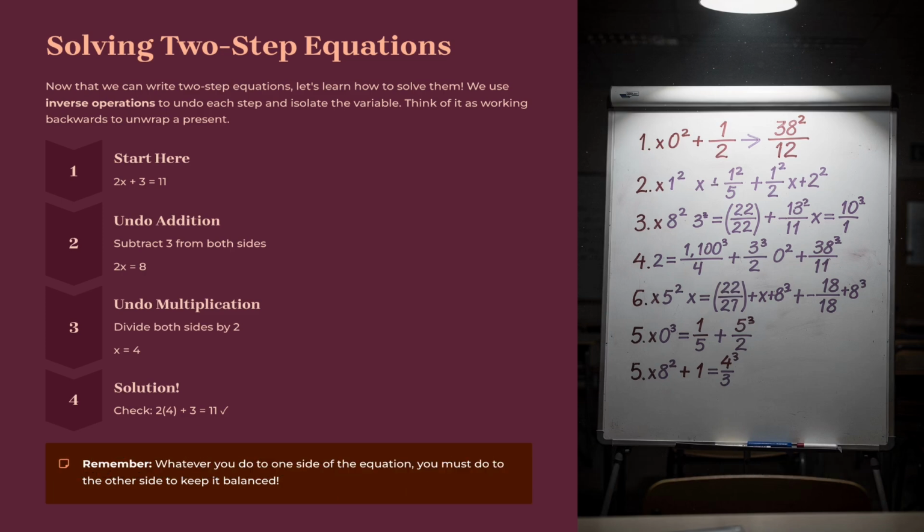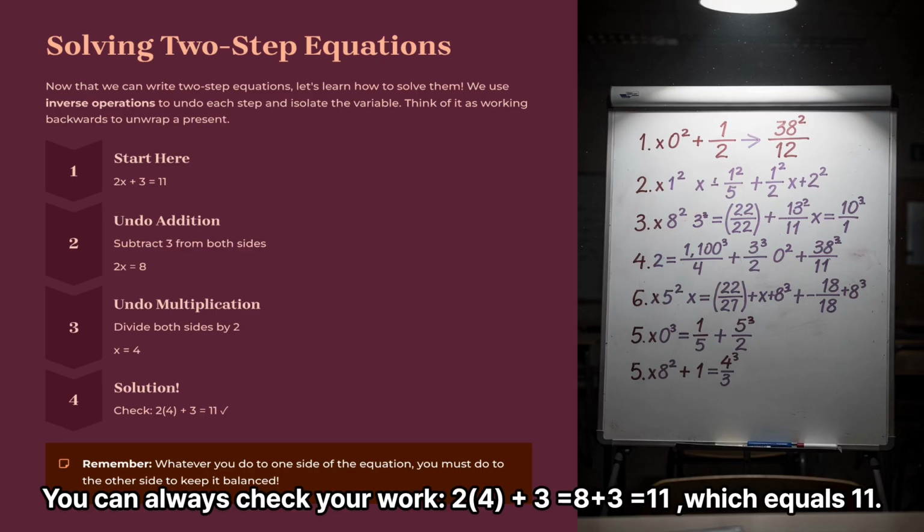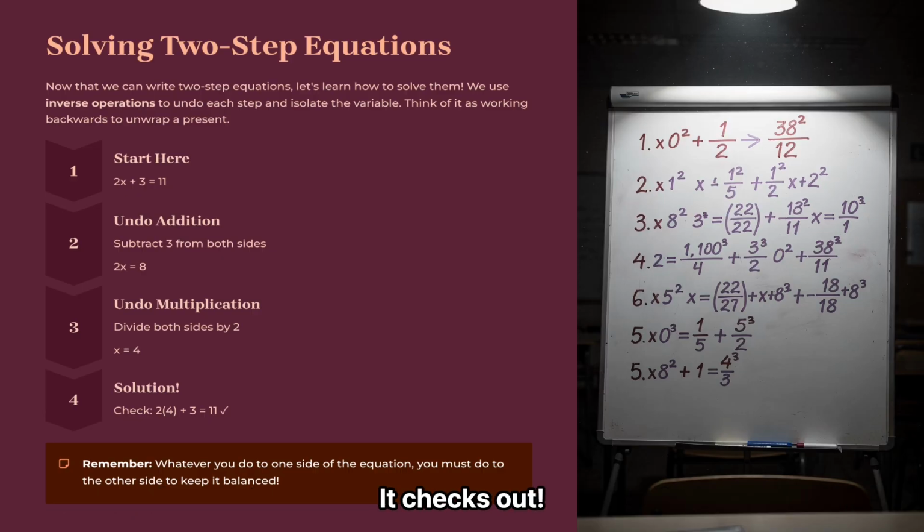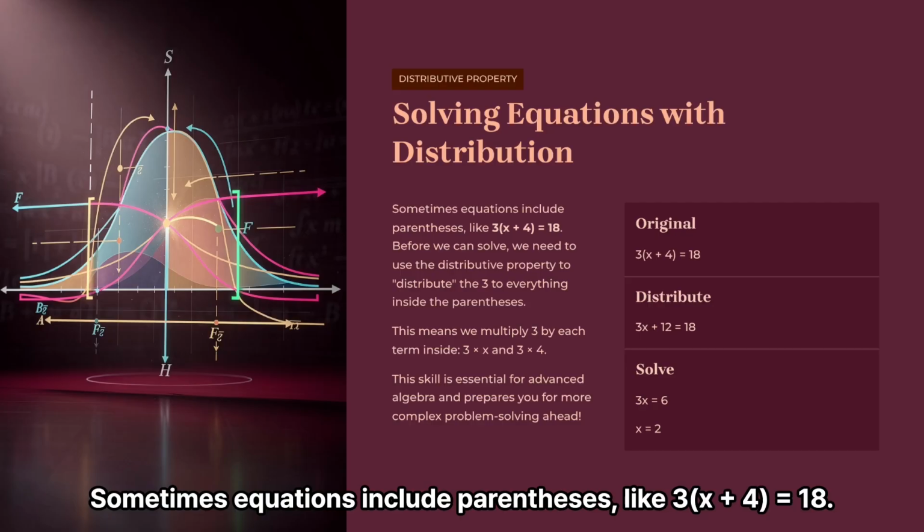Remember, whatever you do to one side of the equation, you must do to the other side to keep it balanced. You can always check your work. 2 times 4 plus 3 equals 8 plus 3, which equals 11. It checks out. Sometimes equations include parentheses, like 3 times x plus 4 equals 18.